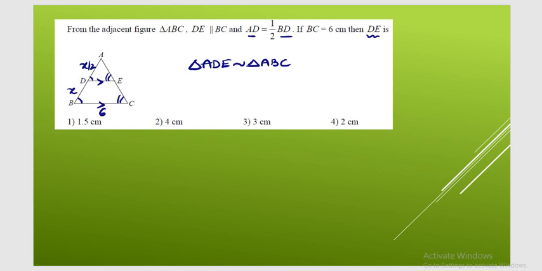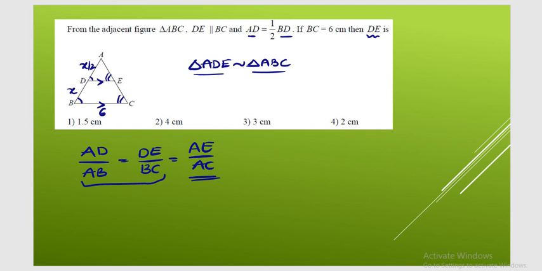Right? Now since we know these two triangles are similar, when two triangles are similar we can go with the sides proportionality concept. Right? So when two triangles are similar, their sides are proportional. From that I am going to get AD by AB is equal to DE by BC is equal to AE by AC. So this relation we are not going to use, we are going to use this relation. Now what is AD given? From the figure I can directly write AD as x by 2, no.